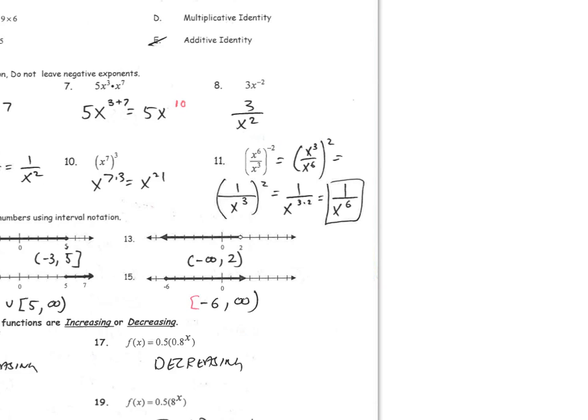Okay, and then we simplified what was inside the parentheses. You have more x's on the bottom, 3 more on the bottom, and then we're squaring it. So it's 3 times 2 is 6. But I could work this a totally different way.